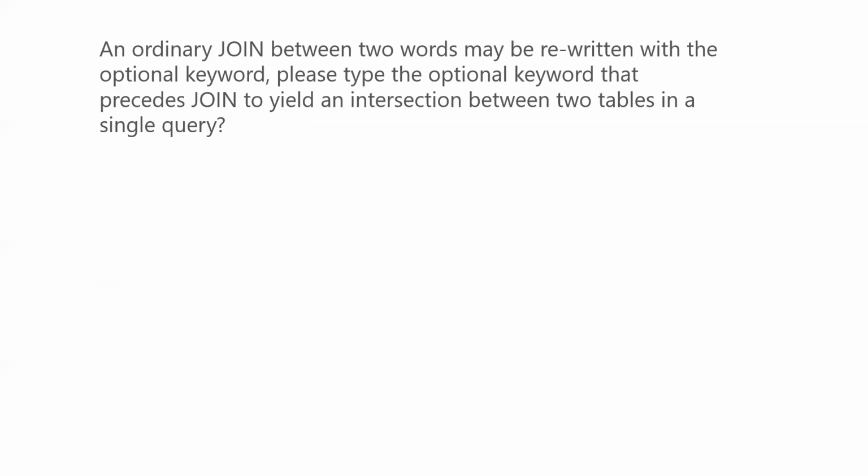An ordinary join between two tables may be rewritten with the optional keyword. Please type the optional keyword that precedes the join to yield an intersection between two tables in a single query. That is an inner join. An inner join is the intersection of the data. Okay. Remember the Venn diagram. This is where the circles overlap. That's the intersection of the data. That's what this join they're asking for.